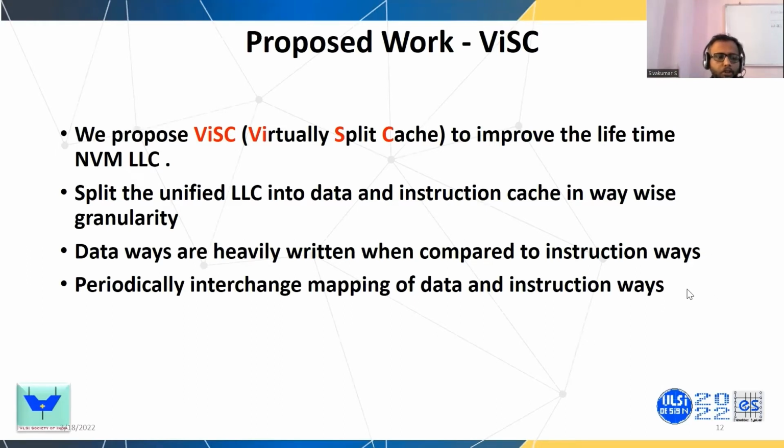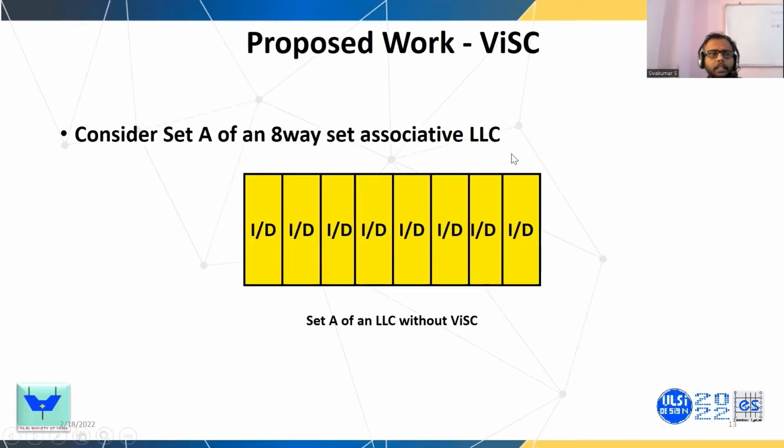Now we will discuss our proposed work, virtually split cache. Our key idea is to logically split the unified cache into data and instruction cache. Logical partition is done at the set level in a way-wise granularity. Each set is divided into instruction ways and data ways, and this mapping is interchanged periodically. So consider an 8-way set associative normal unified LLC, which is made of NVM. In such a case, there is no distinction between instruction and data, as it is a normal unified cache.